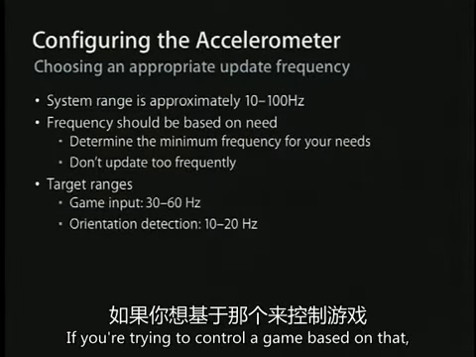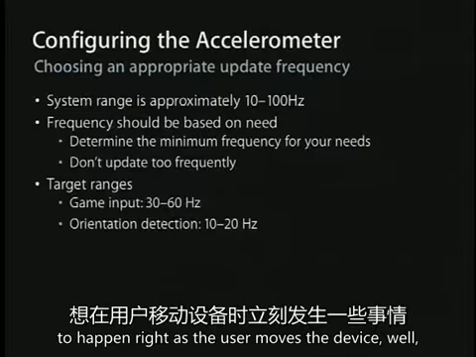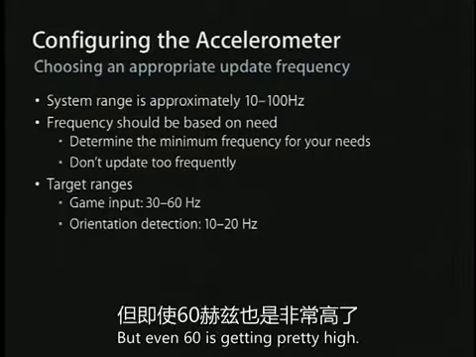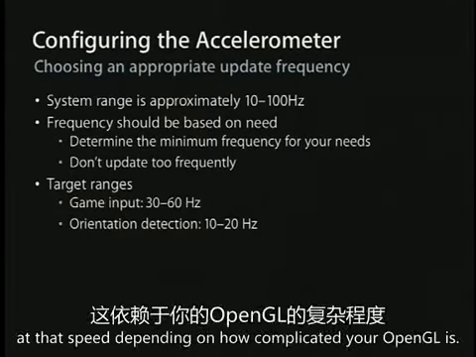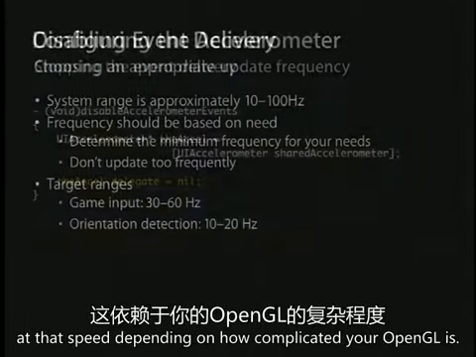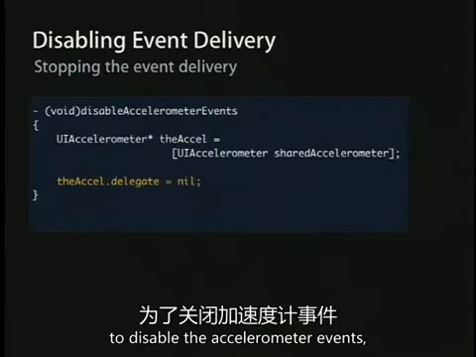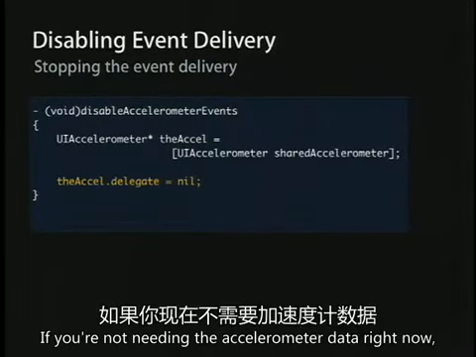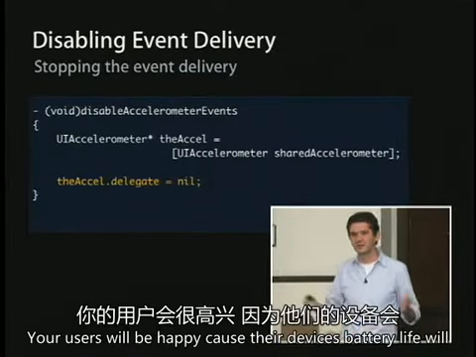If you're trying to control a game based on that, and you really want direct feedback and something to happen right as the user moves the device, you probably want to up that to maybe 30 or 60 hertz to get more frequent input. But even 60 is getting pretty high. That's the frame rate of the device. So you may not even be rendering your game at that speed, depending on how complicated your OpenGL is. As I mentioned, to disable the accelerometer events, you have to set the delegate back to nil, which is a little odd, but keep that in mind as you start using this thing. If you're not needing the accelerometer data right now, set the delegate to nil. Your users will be happy because their device's battery life will last longer.